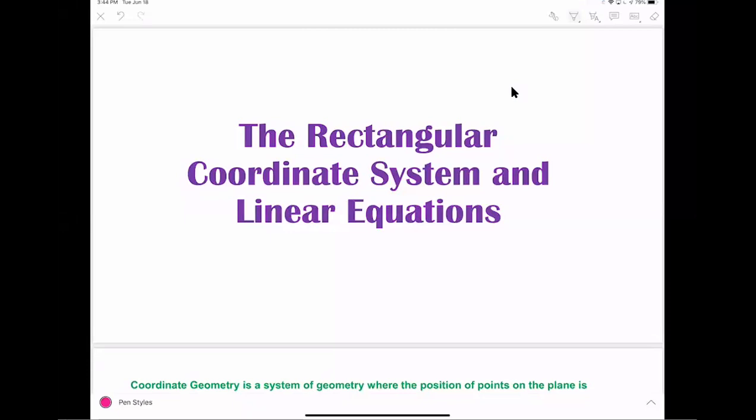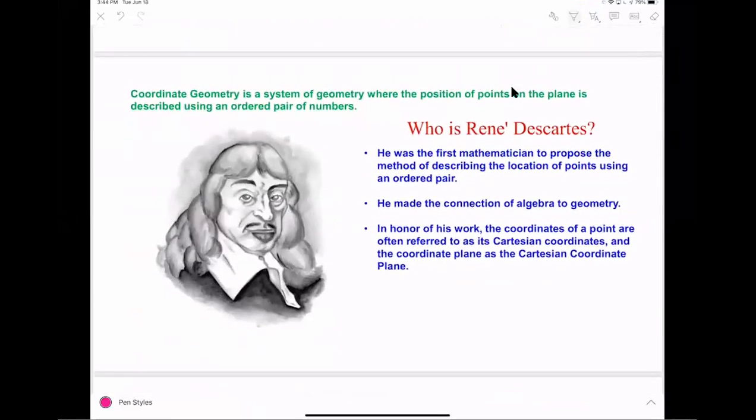This lesson is on the rectangular coordinate system and linear equations. Coordinate geometry is a system of geometry where the position of points on the plane is described by using an ordered pair of numbers. So who is Rene Descartes? Well, he was the first mathematician to propose the method of describing the location of points using an ordered pair. He made the connection of algebra to geometry.